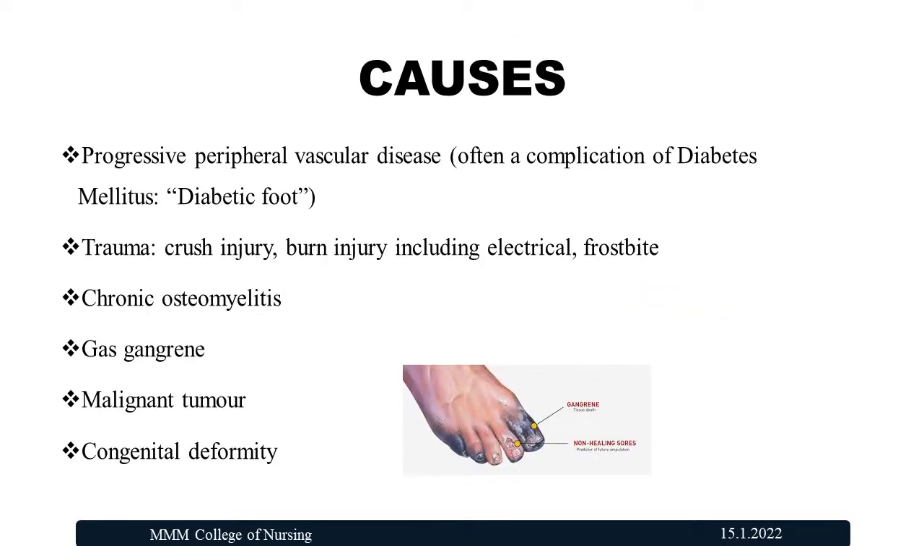What are the causes of amputations? Progressive peripheral vascular disease, maybe a complication of diabetes mellitus, trauma, crush injury, burn injury including electrical, frostbite, chronic osteomyelitis, gas gangrene, malignant tumor, congenital deformity.